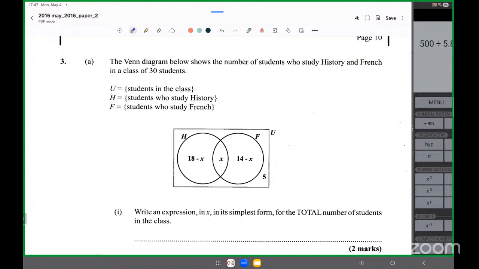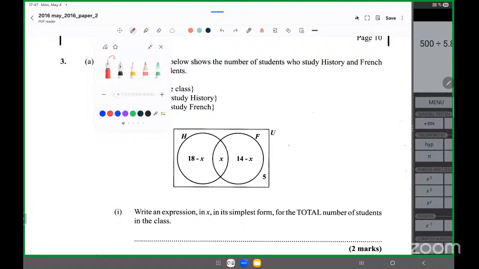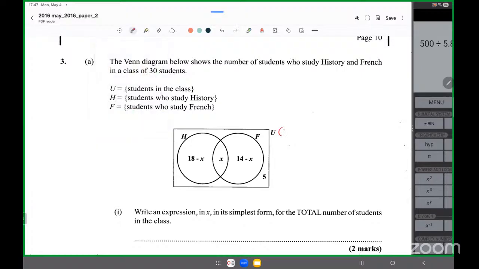The Venn diagram below shows the number of students who study history and French in a class of 30 students. So when I'm telling you that there's a class of 30 students, I don't want to forget that. I'm going to put 30 out here. Everything in here must add up to 30.